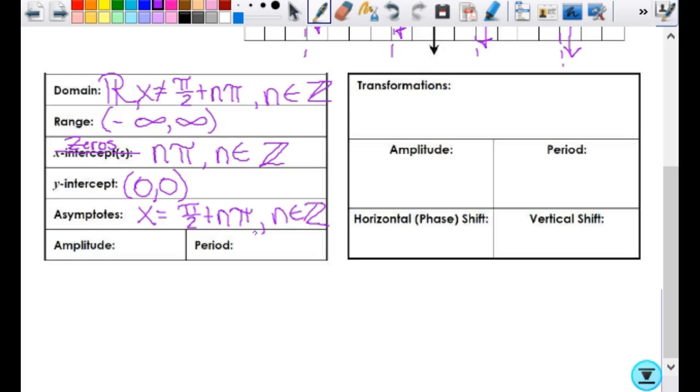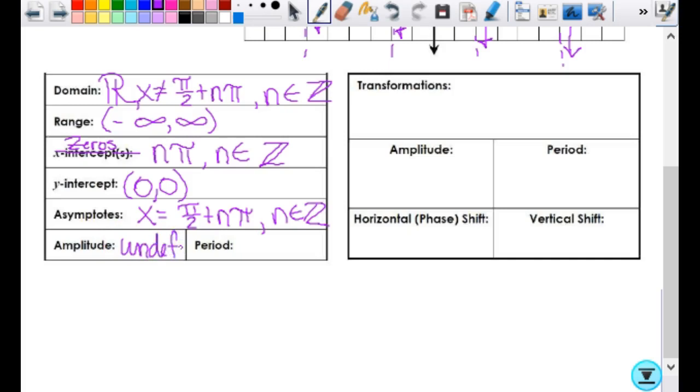All right, so let's talk amplitude. What's the definition of amplitude? The distance between the x-axis and the... Okay, so that works when there's no translations, but technically it's half the distance between the max and the min points, right? So do I have max and min points here? No. If I don't even have them, I can't find the distance, so I can't find half the distance, so there is no amplitude. It is undefined.